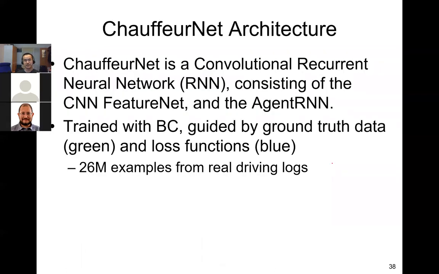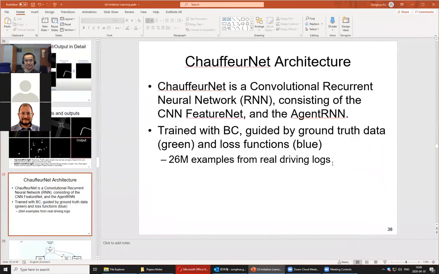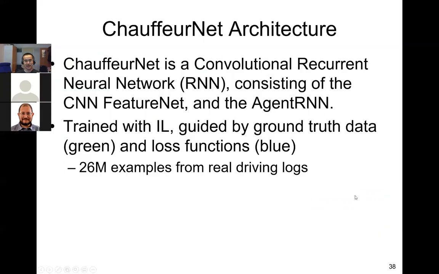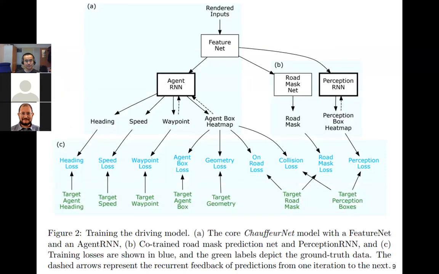ChauffeurNet is a convolutional recurrent neural network consisting of the CNN-based feature net for extracting features from the bird-eye view and agent RNN. It's trained with behavior cloning. Yeah, it's an enhanced version, so I would say it's IL, imitation learning sounds better. Guided by ground truth data, which is the expert driving logs and loss functions. So yeah, this is describing this figure.